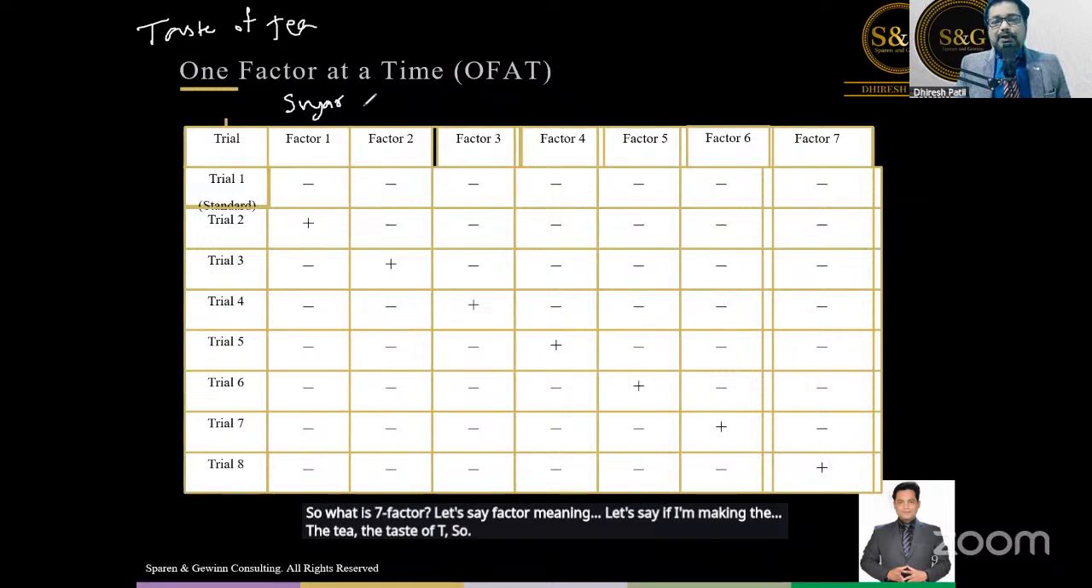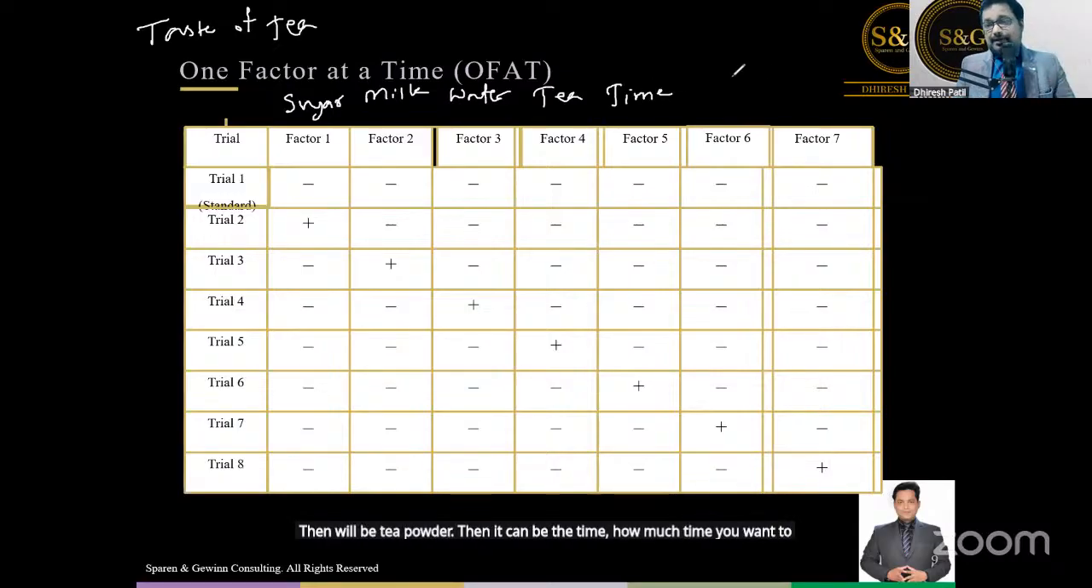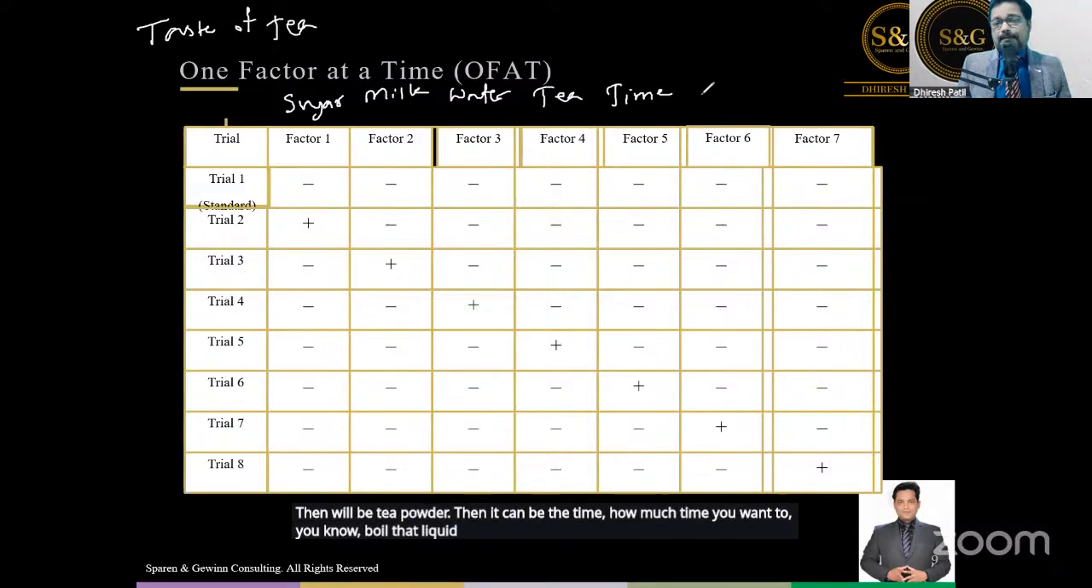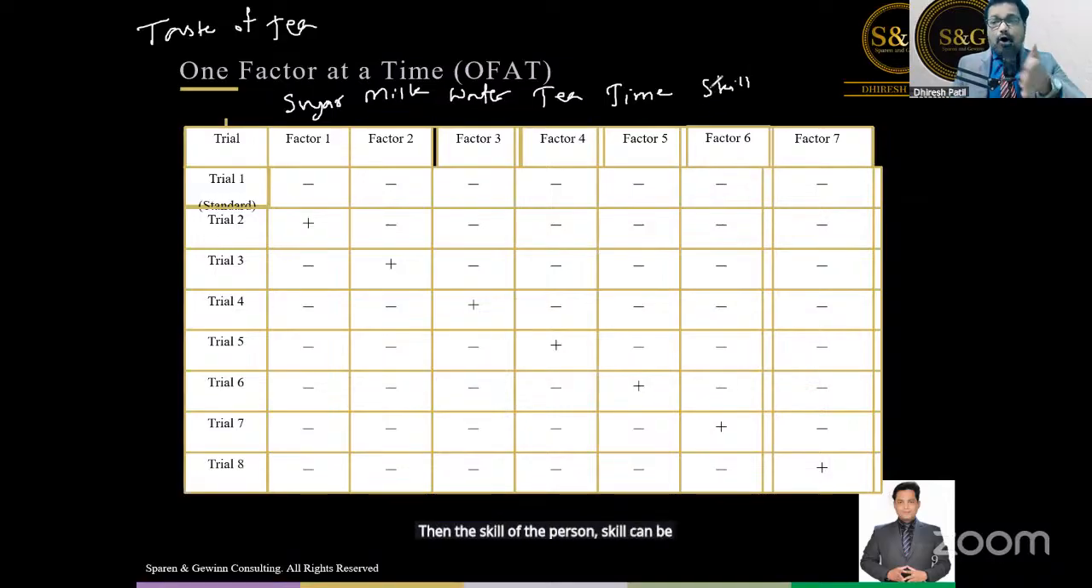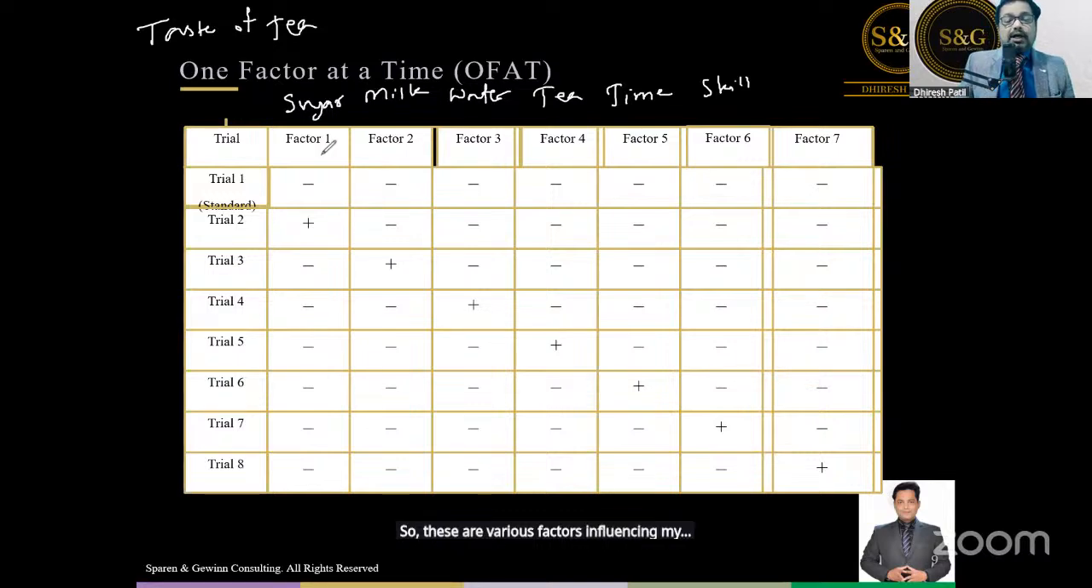So one would be sugar, other would be milk, then water, then tea powder. It can be the time, how much time you want to boil that liquid or mixture. Then the skill of the person, which can be unskilled or highly skilled. So these are various factors influencing my test. Now these factors we will set at 2 levels.